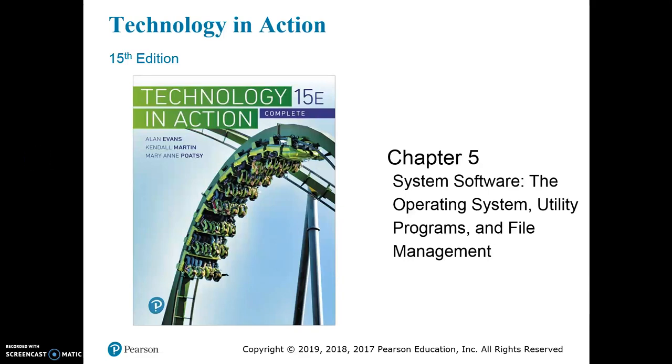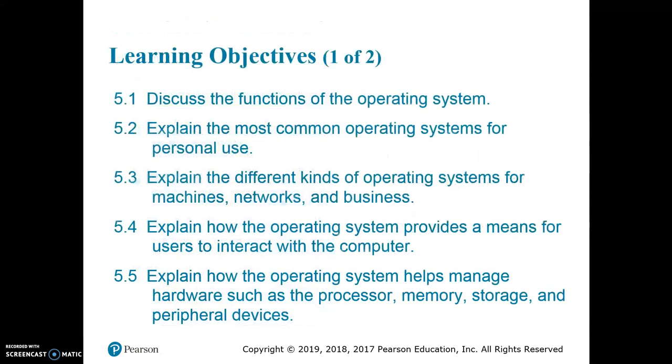All right, guys, so let's get started with Chapter 5, which is all about system software. So we're going to talk about what system software is, okay? Discuss the functions of the operating system, explain the most common operating systems for personal use, talk about the different kinds of operating systems for machines, networks, and business, explain how the operating system provides a means for users to interact with the computer, explain how the operating system helps manage hardware such as the processor, memory, storage, and peripheral devices.